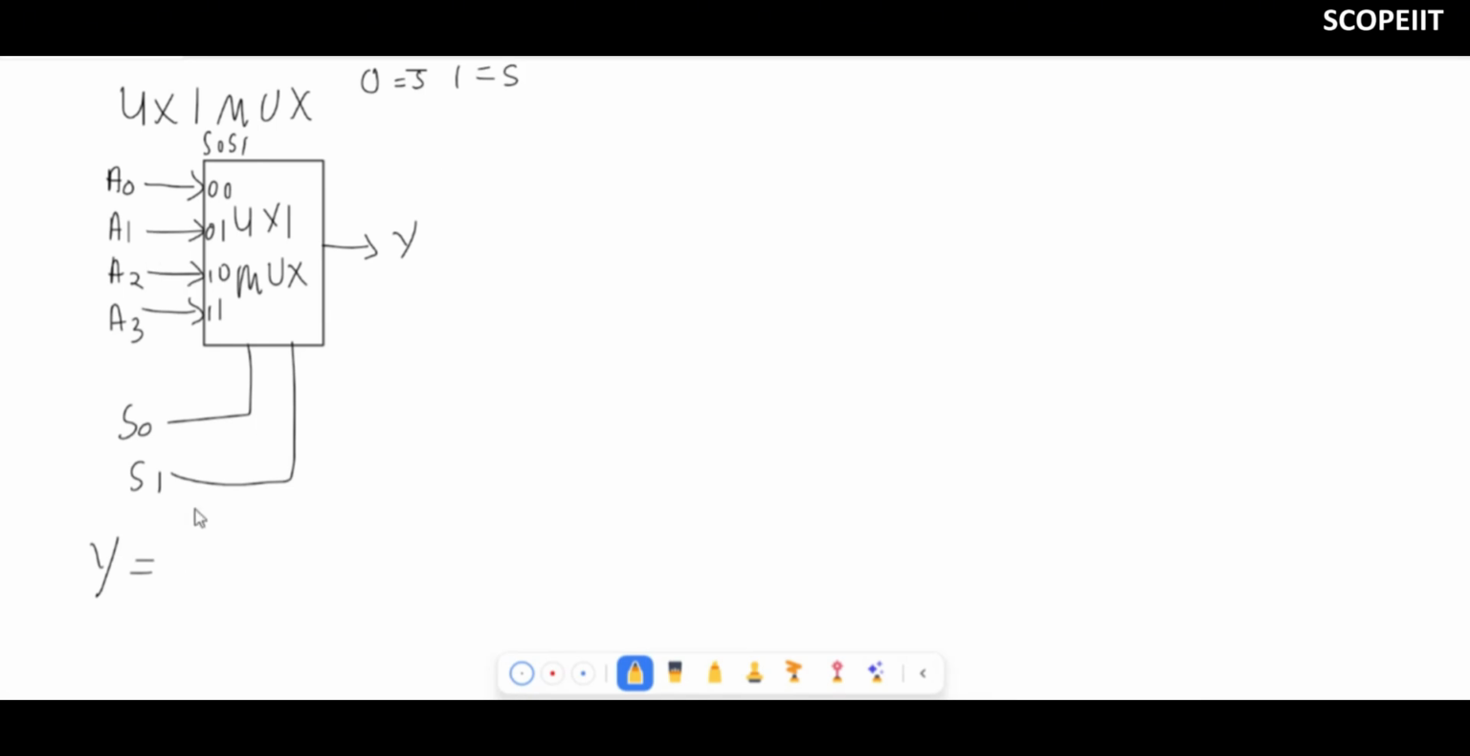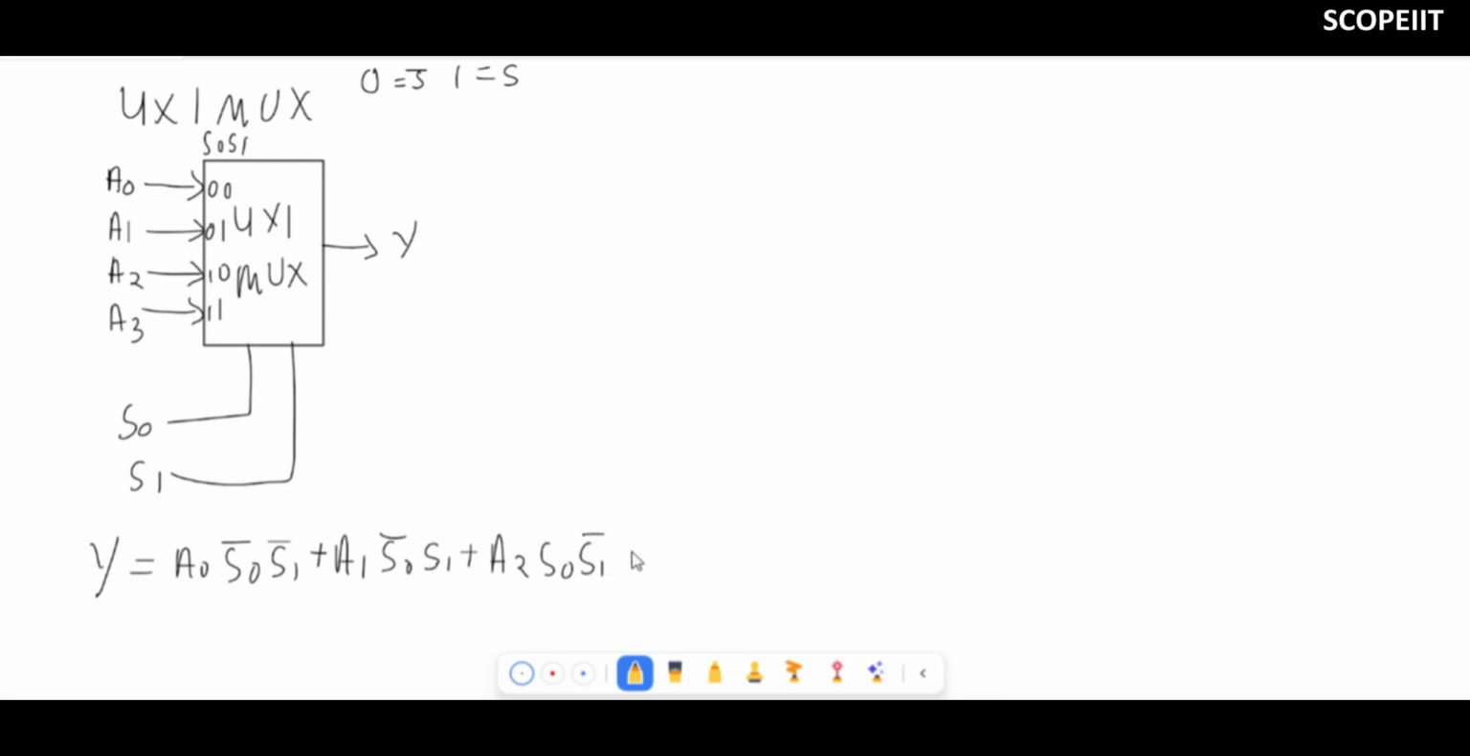So see, first of all, the input will be your A0, and with A0 you have 0 0. 0 means S0 bar, S1 bar. Okay, plus second is your A1, and with A1 0 1 means S0 bar and S1. Okay, then third will be what? A2, then 1 0 means S0 and S1 bar.